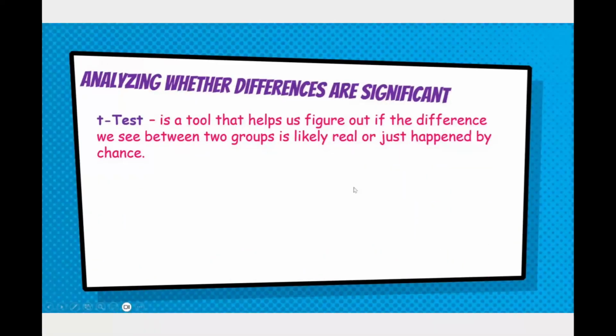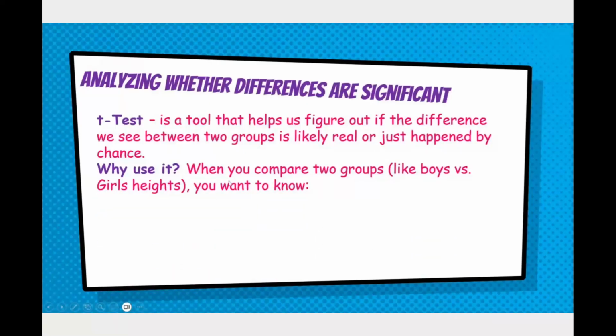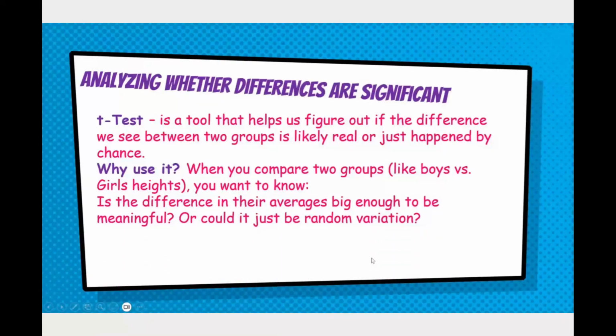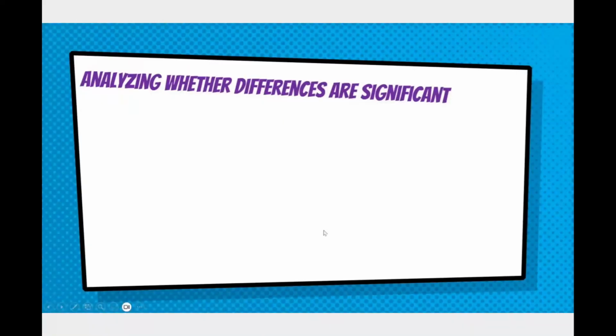Analyzing whether differences are significant. Just like we use the chi-square test to do the same thing with categorical data, we're going to use a t-test, which is a tool that helps us figure out if the differences we see between two groups is likely real or just happened by chance. Why we use it: when you compare two groups like boys versus girls, you want to know, is the difference in the averages big enough to be meaningful, or could it just be a random variation?